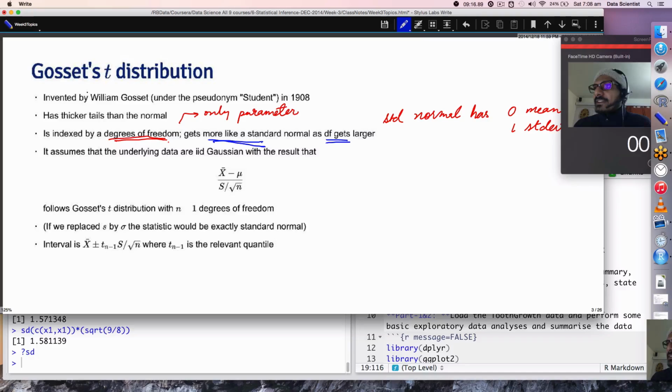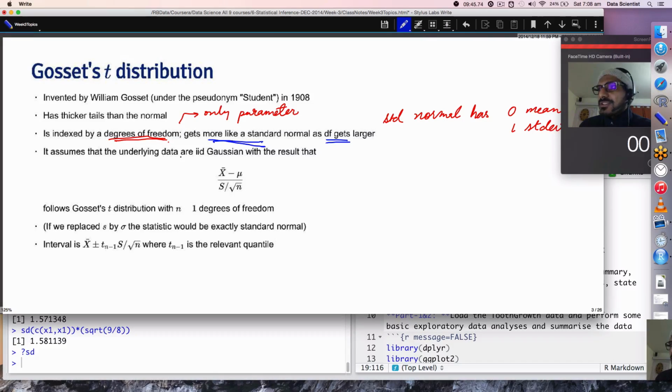So now, who invented it? There was this guy called William Gossett, and why did he use the pseudonym? Because he was working for a company, and the company said, look, you want to publish this research, you can't publish it with your name, you can just publish it anonymously. So it has thicker tails. Now it has only one parameter, which is the degrees of freedom. A normal distribution has two parameters, which is mean and standard deviation. Here the only parameter that is available is the degrees of freedom.